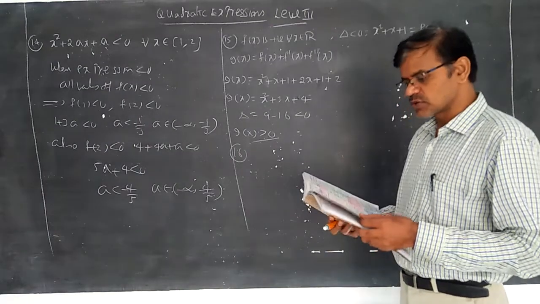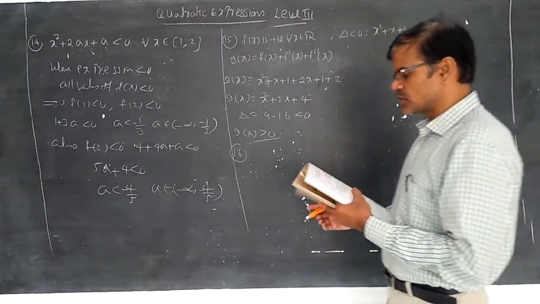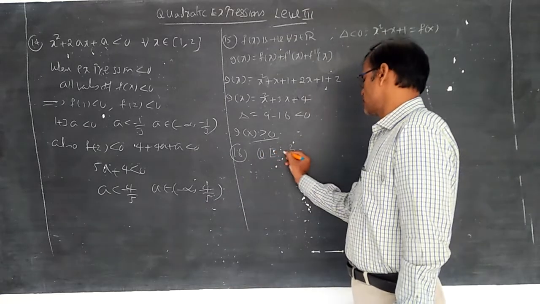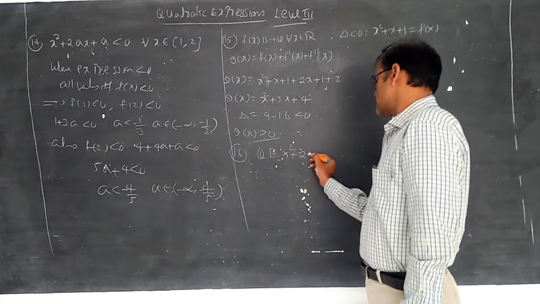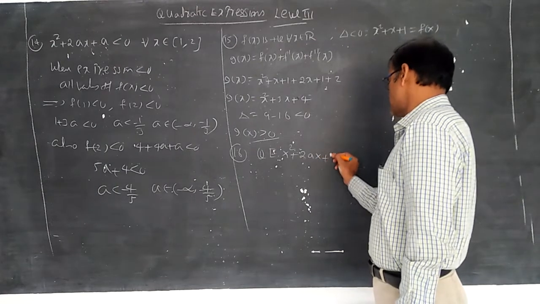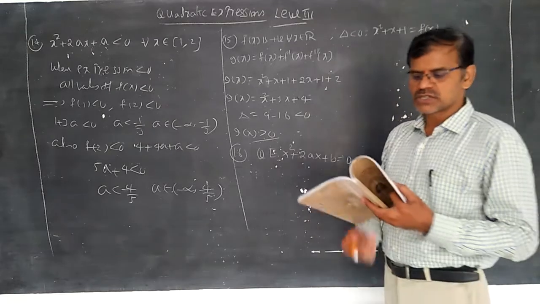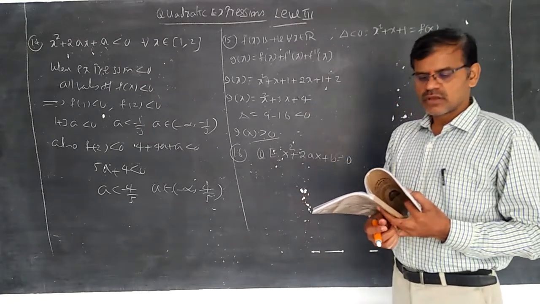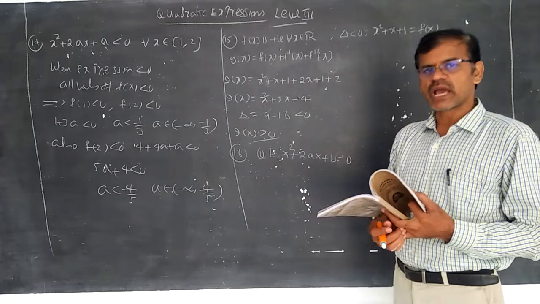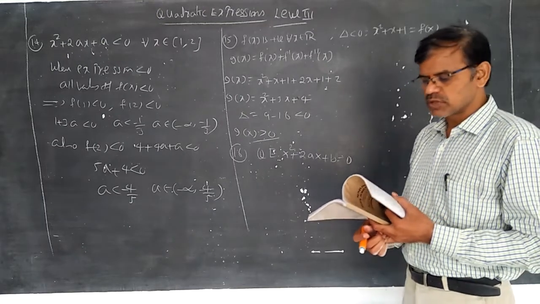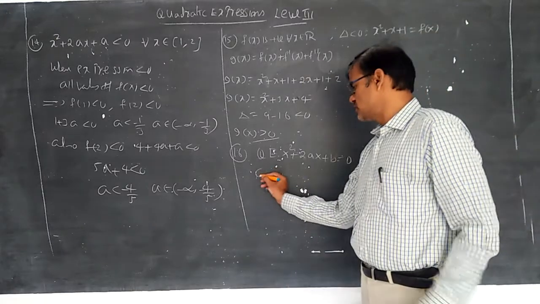Now, 16th question. If the roots of the quadratic equation x square plus 2ax plus b equal to 0 are real and distinct, then they differ by at most 2m. So the maximum value of the difference of roots is 2m, then b lies in the interval, condition.